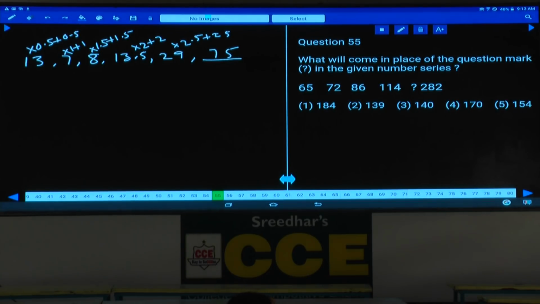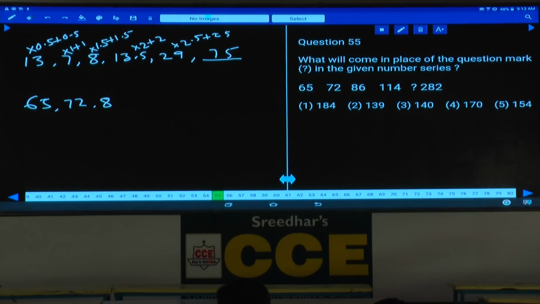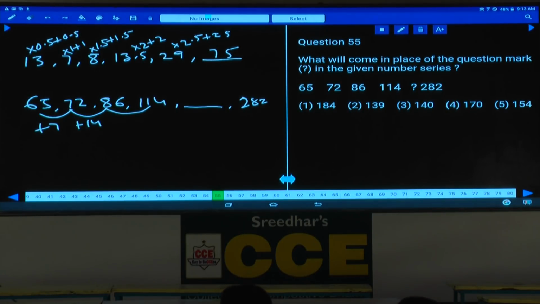Now in this 55, 65, 72, 86, 114, blank followed by 282. Now in this one, 65 and 72, the difference between these two is 7, and 72 and 86, here the difference is 14, 7, 14, and the next difference is how much? 86 and 14 plus 14, 28. 7, 14, 28. 7 into 1 isn't 7 into 2, 14, 14 into 2, 28, 28 into 2 is how much? 56. Now 114 plus 56, 56 plus 14, 170.